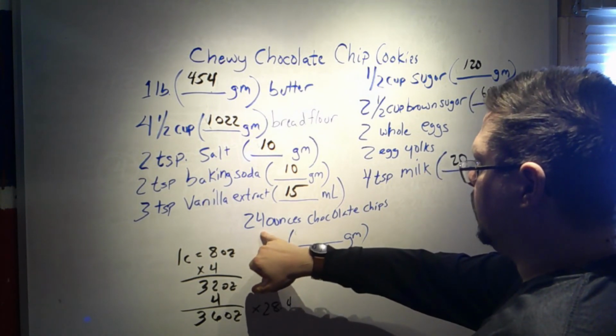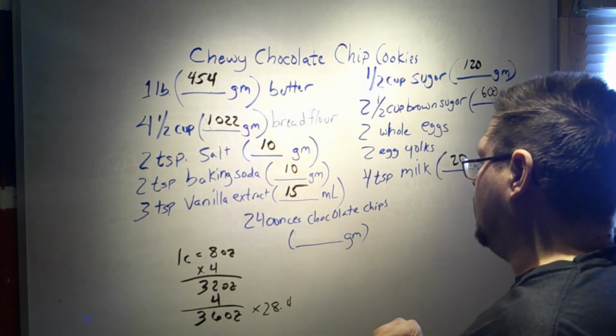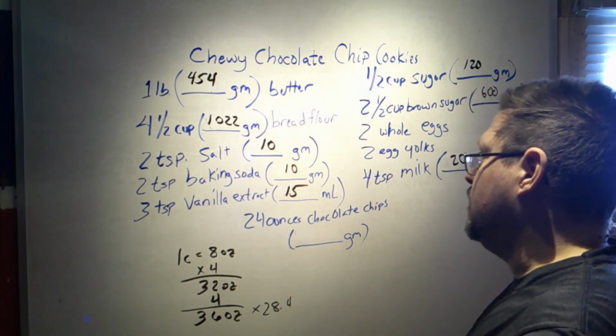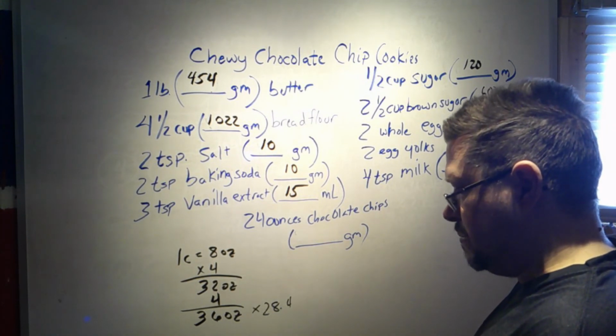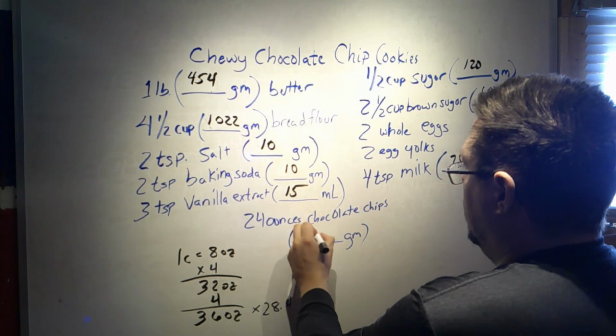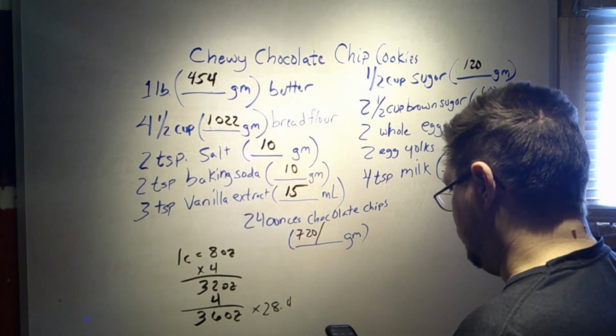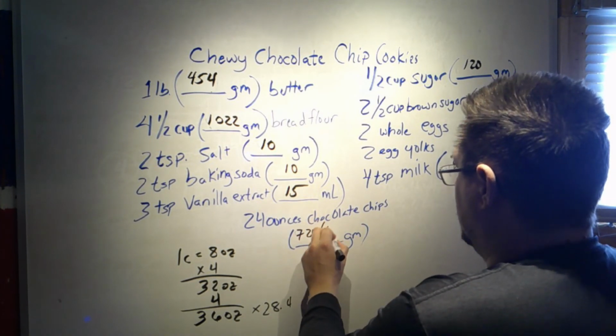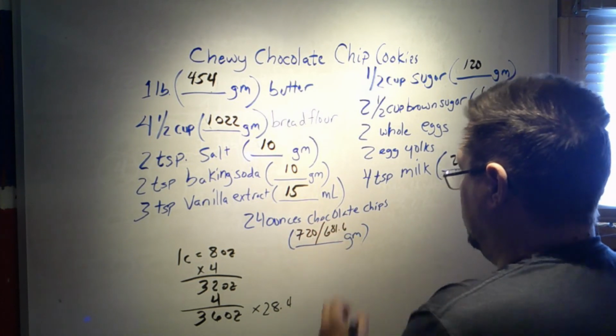And then we have the 24 ounces of chocolate chips. You're going to need a couple of different numbers depending on which one you use. If you do the 24 times 30, you're going to come up at 720. And if you use 28.4, you're going to end up at 681.6 in terms of grams.